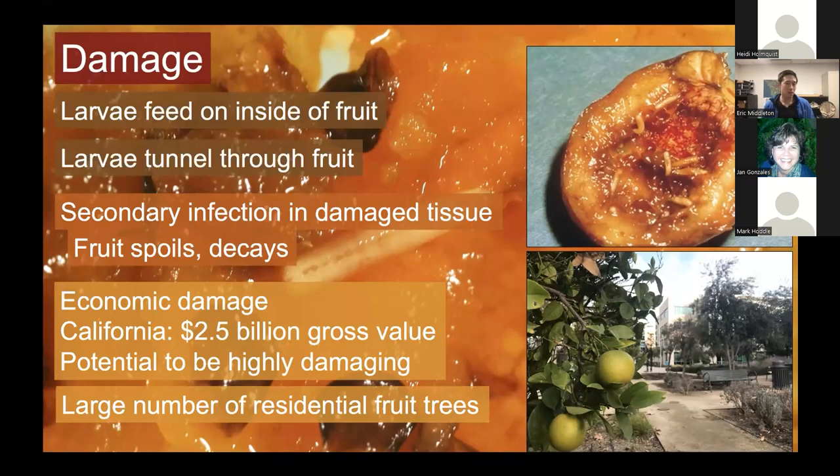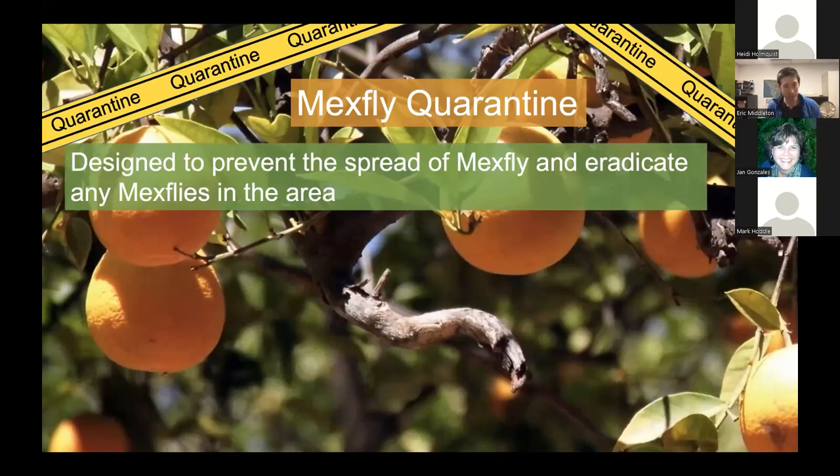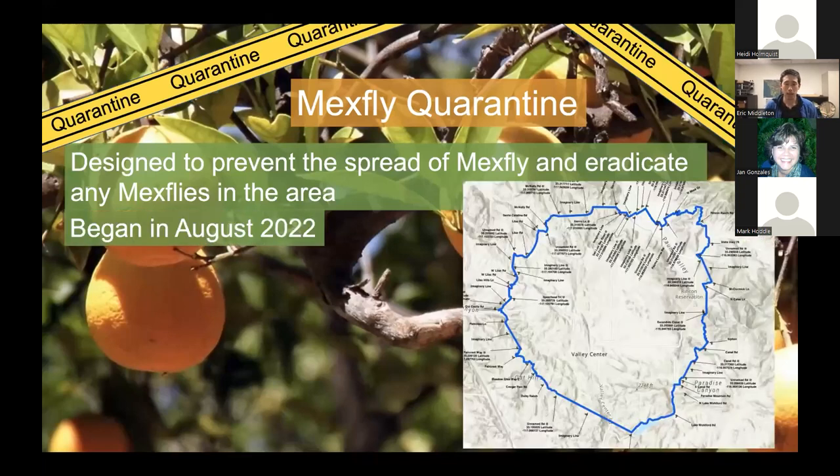That's a really nice thing about Southern California. You can grow a whole bunch of things like this, and lots of people do. So there's a lot of things besides just commercial food growing operations that could be affected if Mex fly becomes more widespread. So that brings us to the current quarantine for Mex fly. And of course, this is designed to prevent the spread of Mex fly and eradicate any Mex flies that are present in the area because it's not normally found here in California.